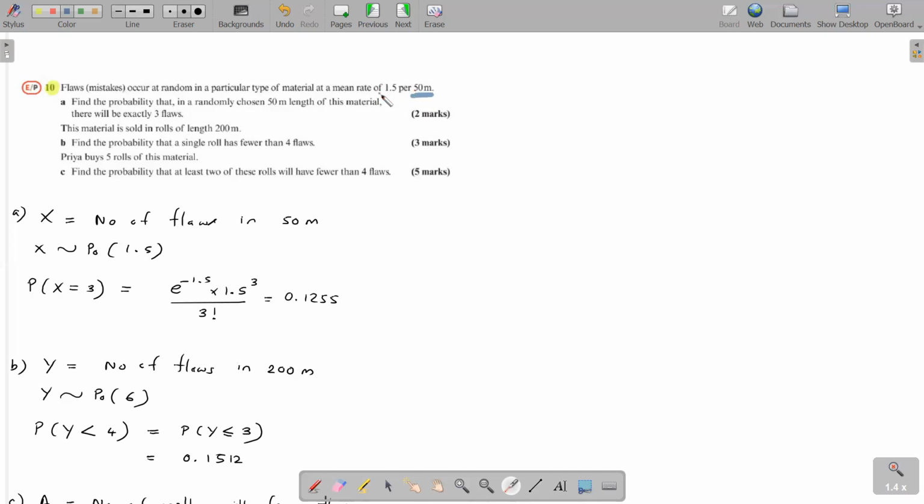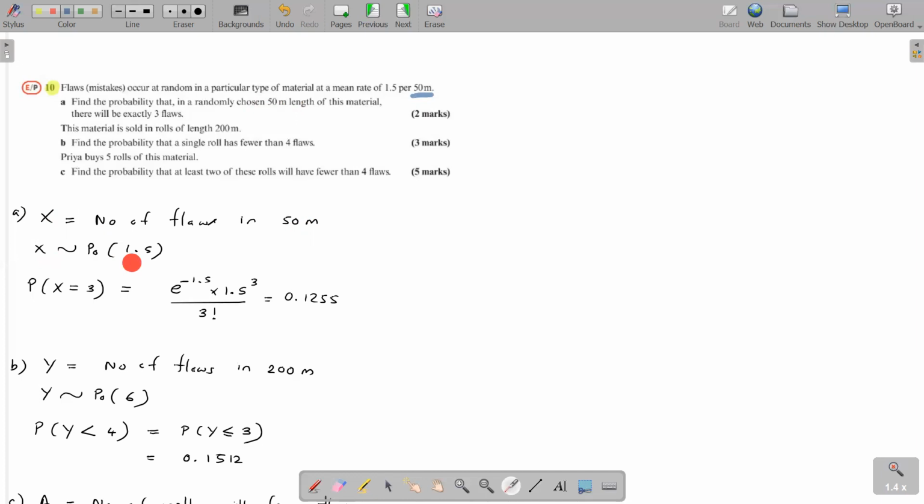Find the probability that in a randomly chosen 50-meter length of this material, there will be exactly 3 flaws. You can see we are working with the 50-meter length. So because we are working with the 50-meter length, let's define our random variable capital X as the number of flaws in a 50-meter interval. That's what you need to do first. You define your interval, you define your random variable with respect to the interval.